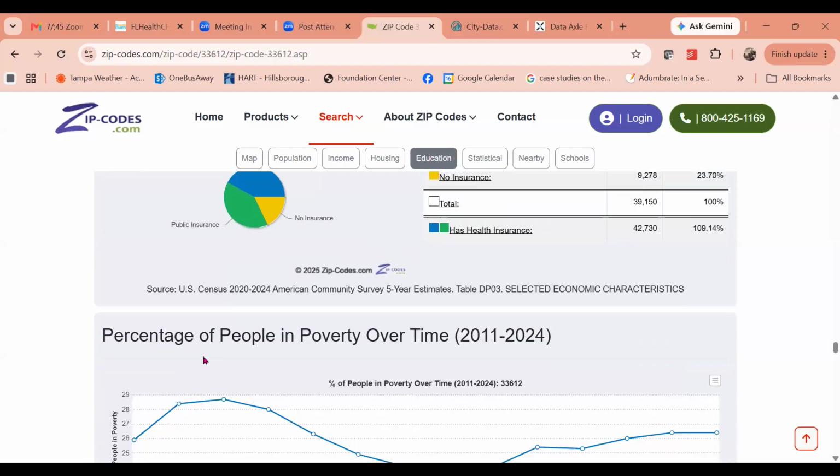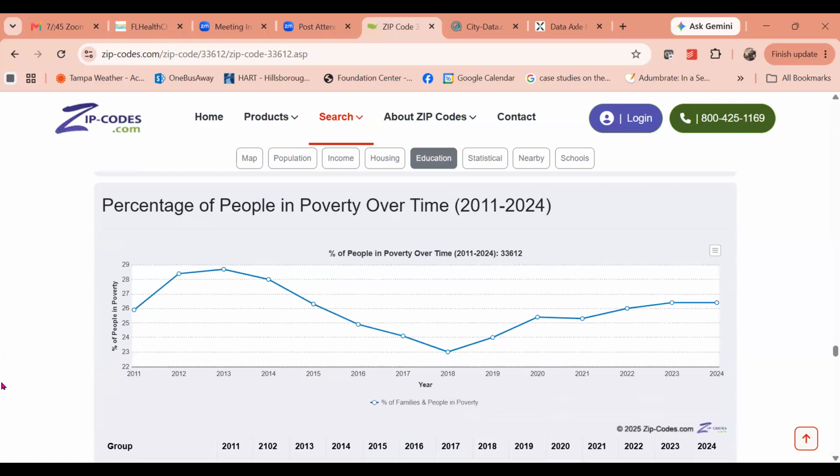Okay, let's continue on. The number of people that live in poverty in your neighborhood between 2011 and 2018 is going up. And with AI coming like it is, this number is going to go up even more.